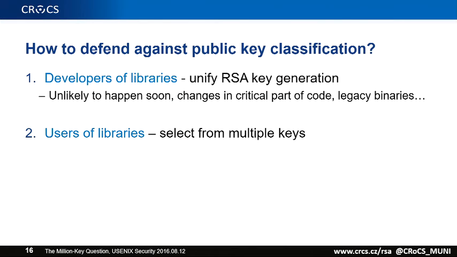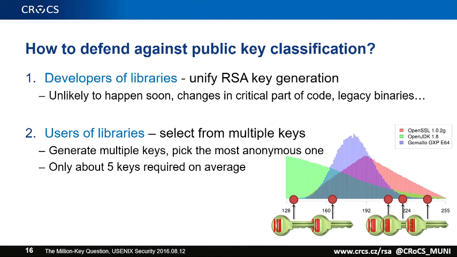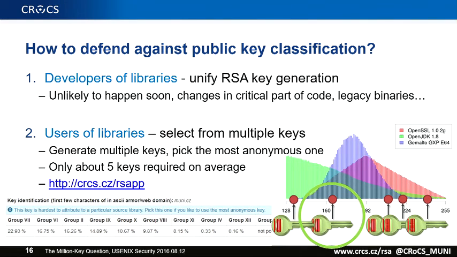Fortunately, you as the users of the library can defend yourself during the generation of the keys. Instead of generating just one key, you can generate multiple keys, let them be classified, and then select the one which is least specific. On average, you will need to generate just 5 keys. So it's a practical defense, and our tool is trying to help you with that. If you put your public key there, we will highlight the least specific key for you.